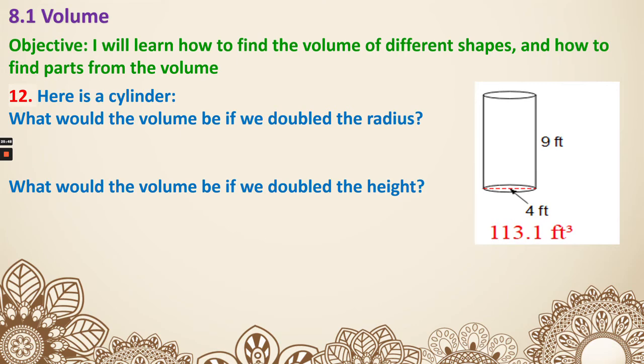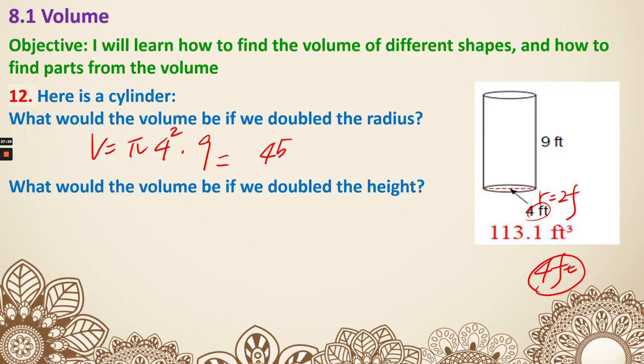Next, here's a cylinder. What would the volume be if we double the radius? Right now the diameter is 4 feet, so the radius is 2 feet. If we double that, that is going to give us 4 feet. So now let's calculate the volume and check it out. This is a cylinder, so pi r squared h. r now is 4 squared, and the h is 9. After putting it in the calculator, that's going to give you 452.39. And if you look at it, it's not just being doubled, it's actually being quadrupled. So this is 4 times the original size.